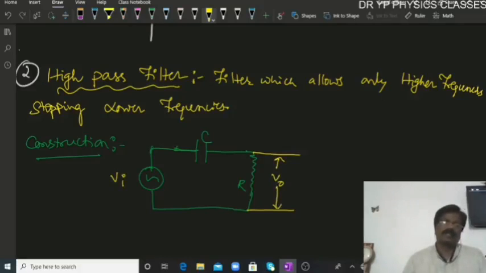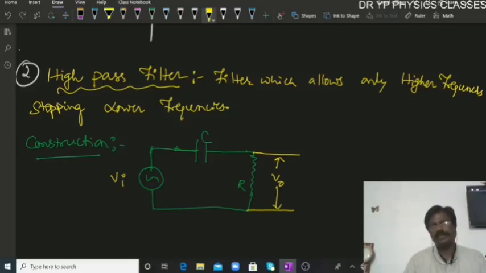So this is the construction of the high pass filter. Very simple. Between low pass and high pass, C and R are interchanged. In the low pass filter, R comes first and then C, whereas in the high pass filter, C comes first and then R. We measure the voltage across the C in the low pass filter, but we measure the output voltage across the R in the high pass filter. So these are the differences. We can list out the differences at the end. What are the differences between the high pass and low pass filters? Right now the construction is very clear.